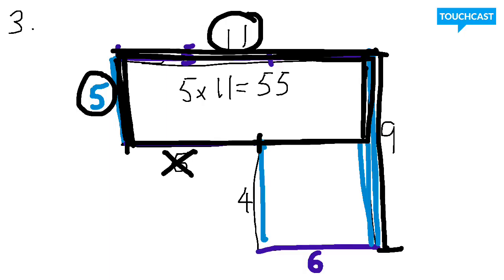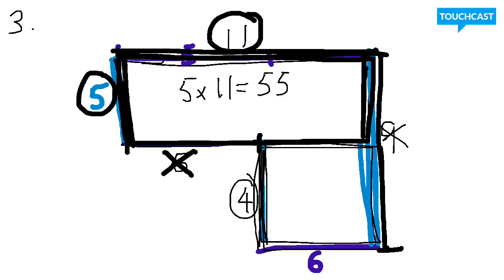Next, let's figure out, I'm going to cross this 9 out, the area of the bottom shape. The bottom shape. So, what is the length of this side? 4, given to us, easy. And what's the length of this side? 6, also given to us, easy. So 4 times 6 equals 24.